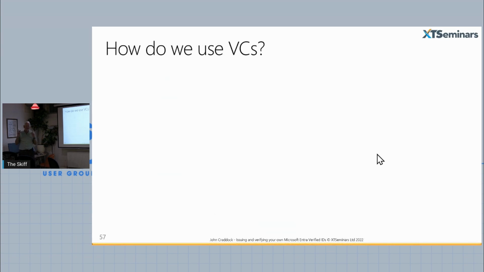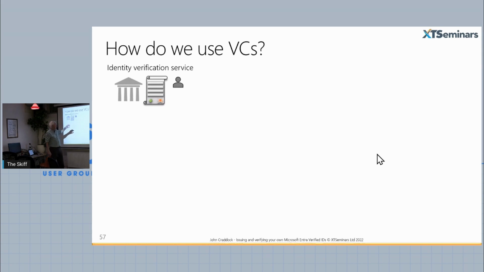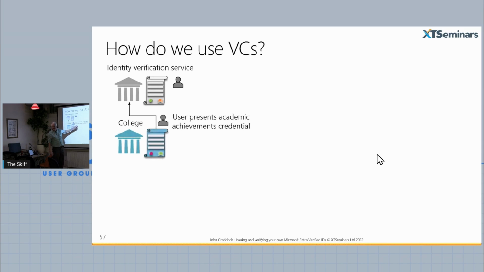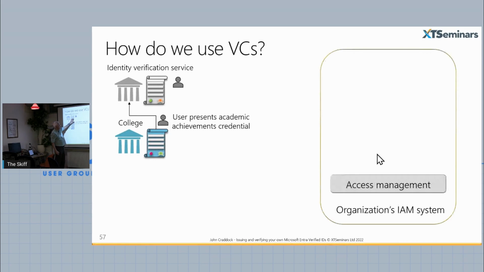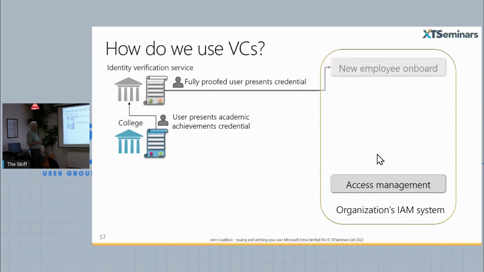And I'm hoping you're thinking, we could possibly use them here or there. So, examples: identity verification service, right? Why not have a college that can present the identity verification service? So now we know that somebody actually has a particular set of credentials from that college. And then what we can do is use that to bring a fully proofed user in, including their exam results and all the rest of it. We bring them into our organization and we can onboard a new employee.